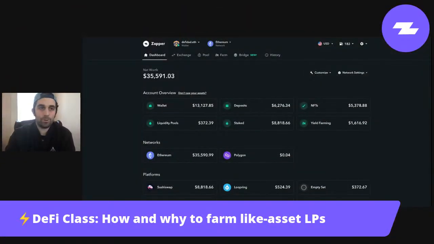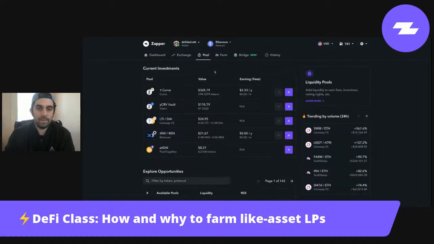So, per usual, if you've never tried Zapper, go to Zapper.fi. This is where you can connect to your Ethereum wallets and track your portfolio. But the place that I'm going to focus on today, let's start actually on the pool tab. We'll use the farm tab to identify some additional opportunities.